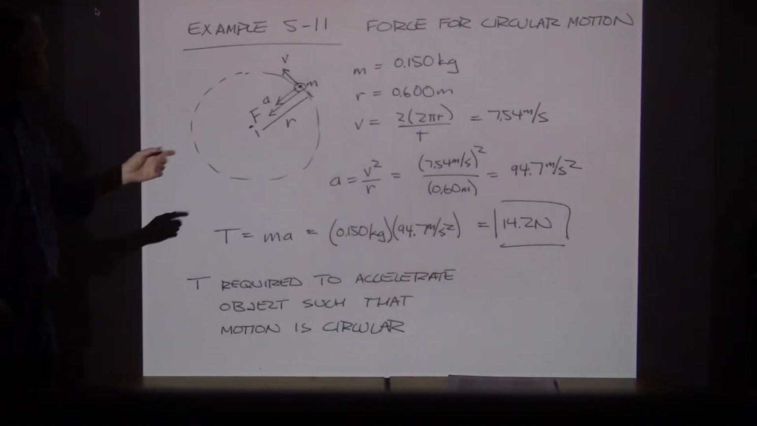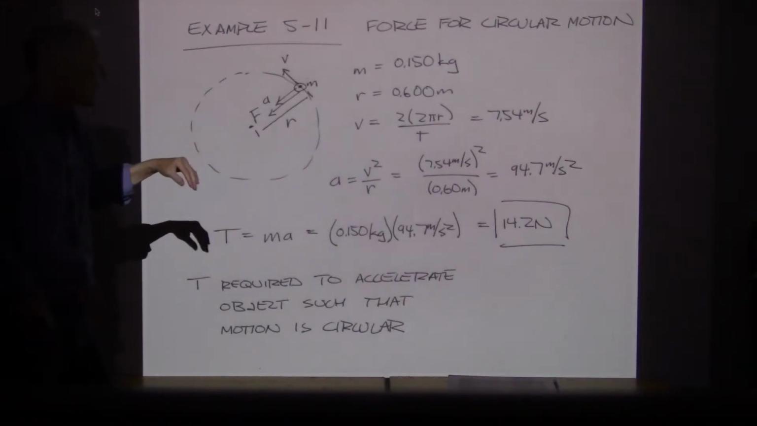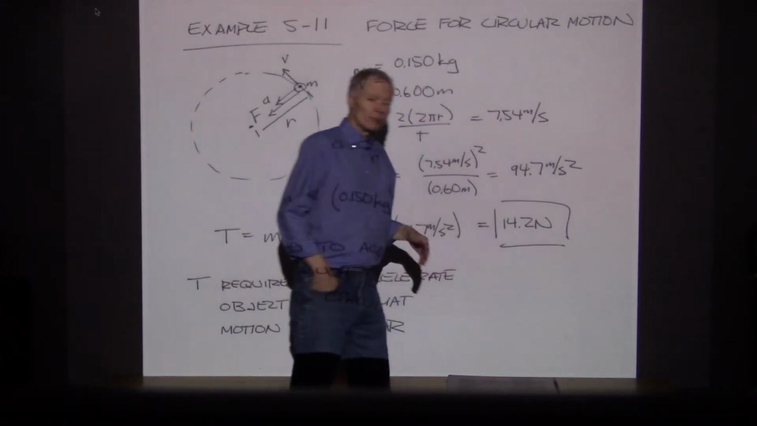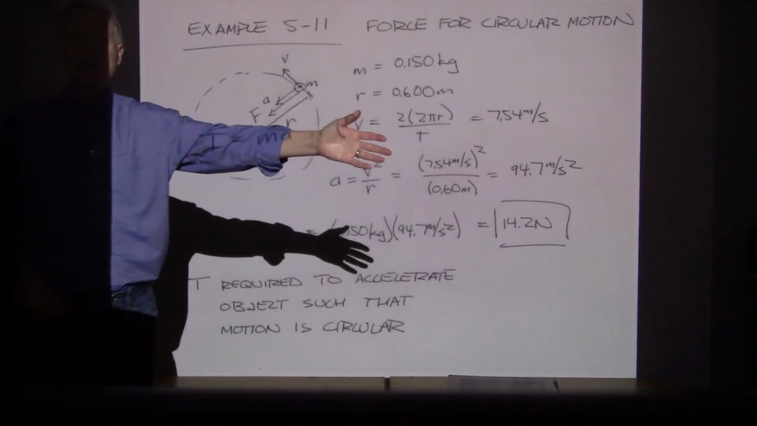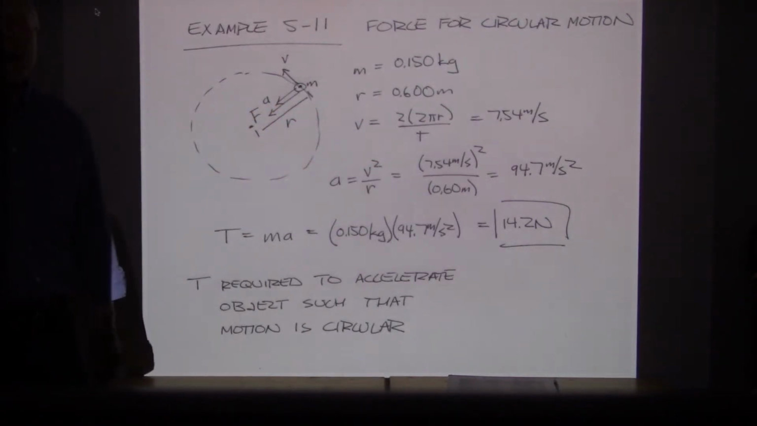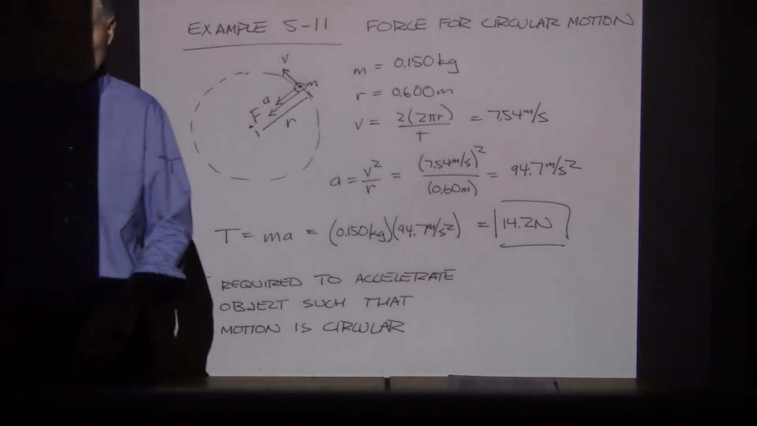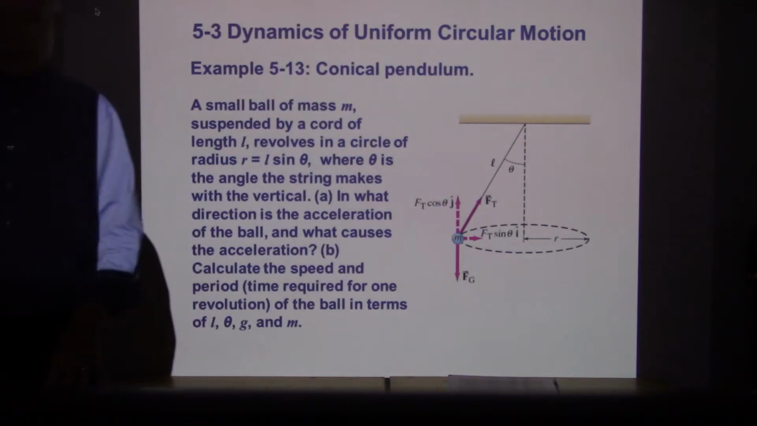If the string cannot sustain that force, which is only 3 or 4 pounds here, if the string is not strong enough, then the string could break and the object would fly off in whatever direction it happens to be traveling at the time the string breaks. So T is required to keep the object accelerating circularly.